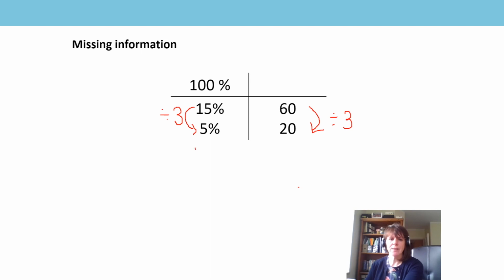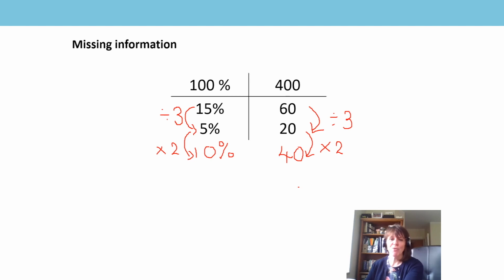Now I've got 5% and I've now got to find 100%. I wonder if you put in another row, because that's what I'm going to do, because I need to find 10% and I can double 5%. I can multiply it by 2 to find 10%. And so I'm going to multiply 20 by 2 and that will equal 40. And I know that 10% multiplied by 10 equals 100%. So if I go from 10% to 100%, I've multiplied it by 10. So 40 multiplied by 10. Have you got it? Yeah, it's 400.